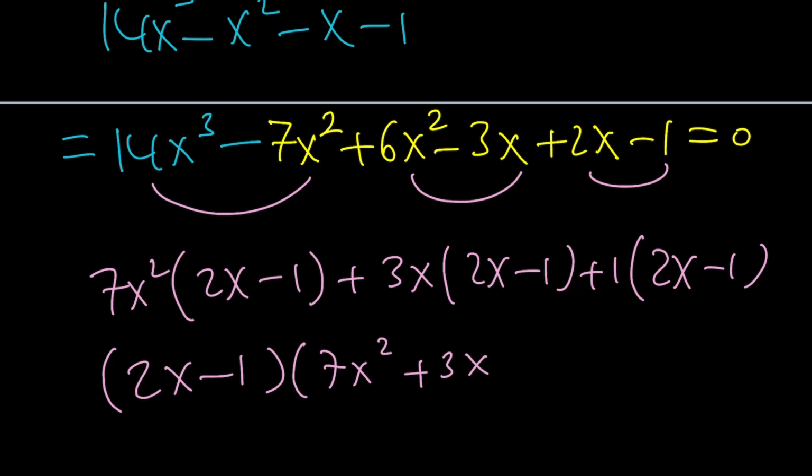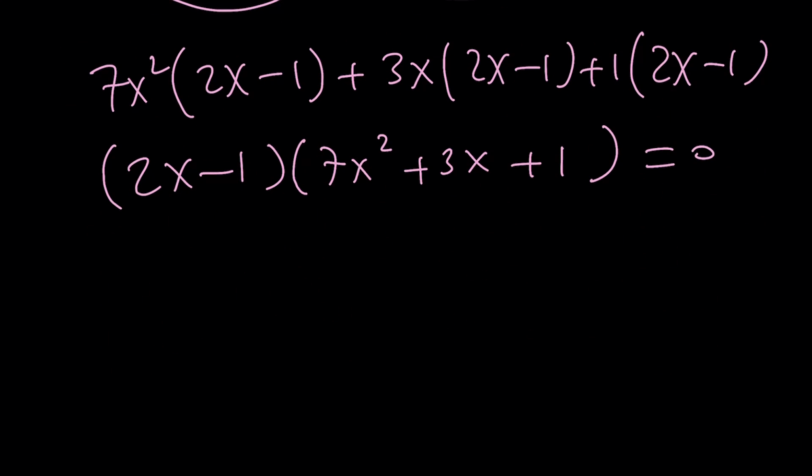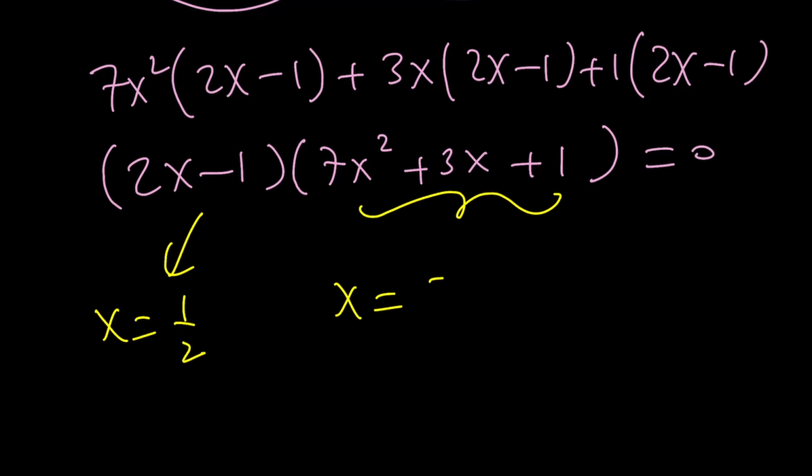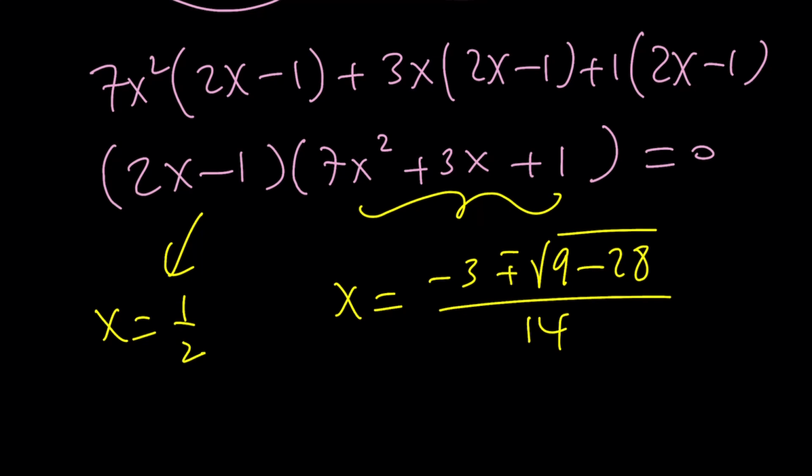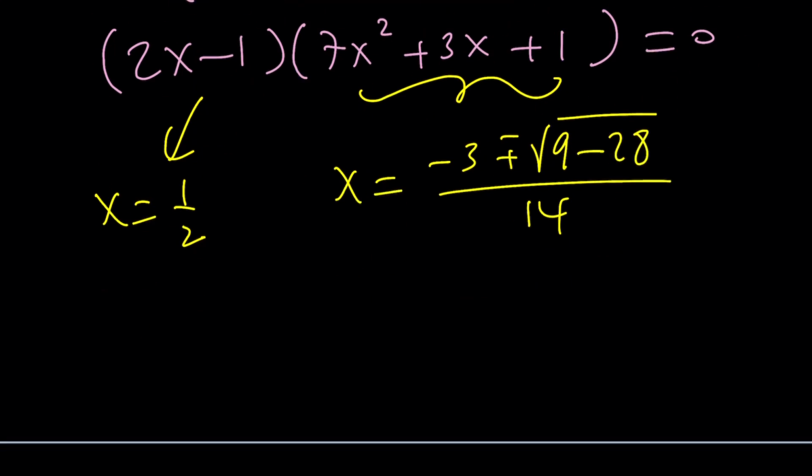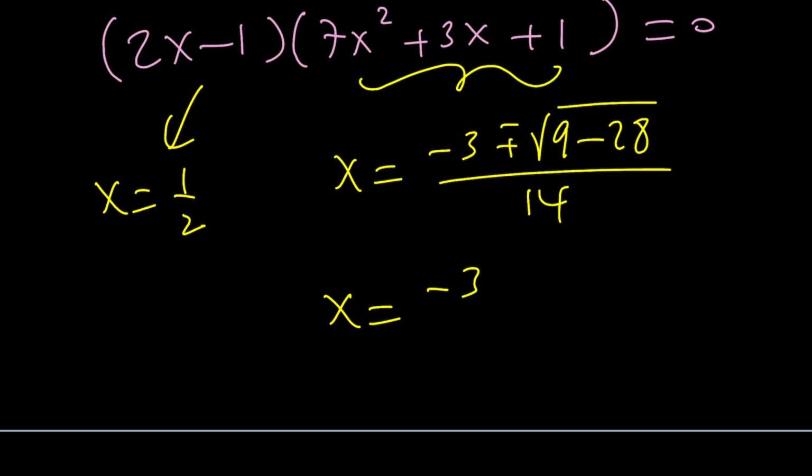And the quadratic can easily be solved. Set it equal to 0 and use the quadratic formula. We do know that x equals 1/2 is going to come from the linear factor. And from here, we're going to get x equals negative b plus or minus the square root of b squared minus 4ac. I have a feeling this is going to be complex. Minus 28, that's going to be divided by 14. That's going to be a negative 19. So we can basically write x as negative 3 plus or minus the square root of 19 i, divided by 14.